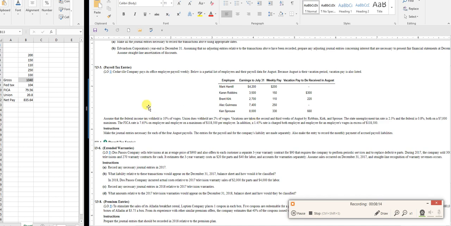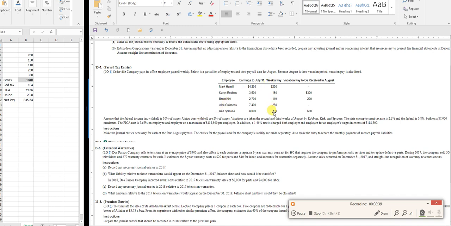Whenever you do payroll entries, what is probably easiest is to do a gross pay to net pay computation. Notice this is the weekly pay. This is what I've earned before, which may hit the 7,000. It looks like Ken Sprouse is going to hit the 7,000, and so is Alex Guinness, so they aren't going to be subject to that, but we'll come back to that later. I'll do the gross pay to net pay computation.